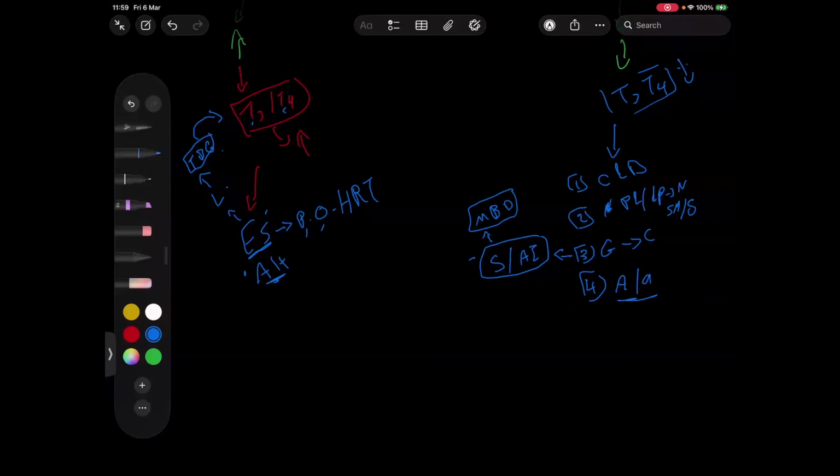Examples of the glucocorticoids: cortisol, prednisone, dexamethasone, or hydrocortisone. All the steroids. So we said it's a muscle breakdown.